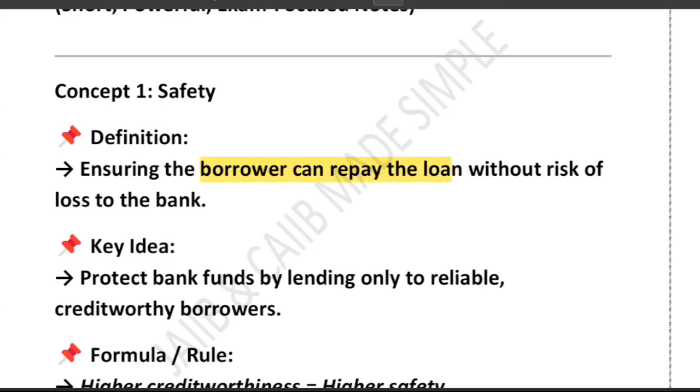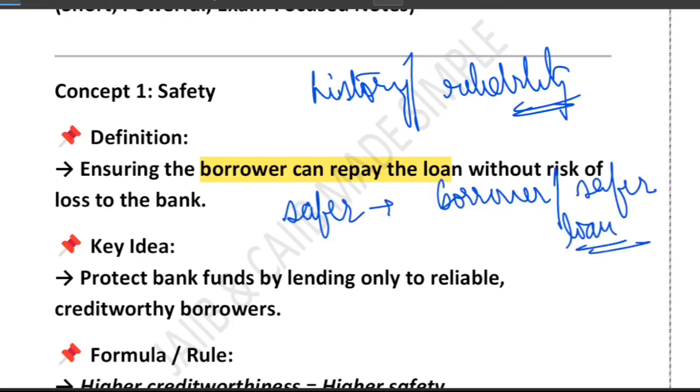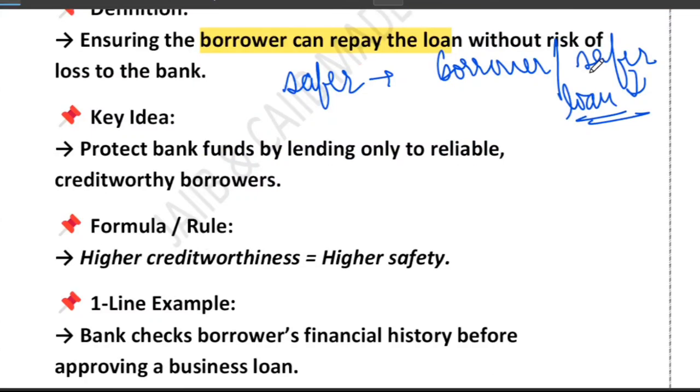And the bank checks the customer's financial history and reliability. Two things the bank checks. First of all, it checks the financial history. And the second thing it checks is the reliability. So the point is, the safer the borrower, the safer the loan. This is the first thing that's called safety.